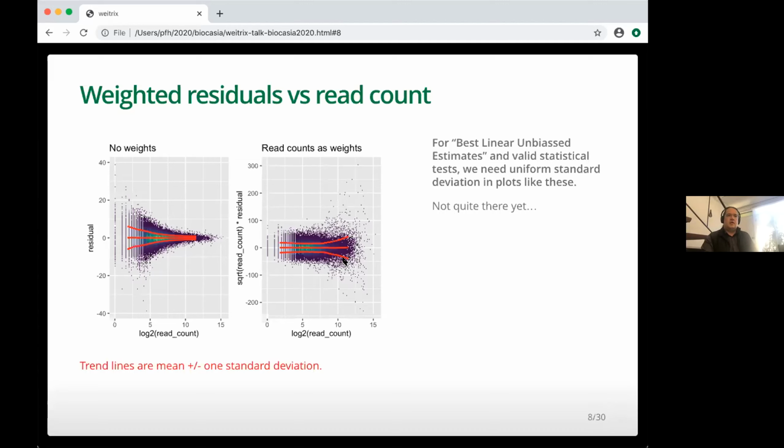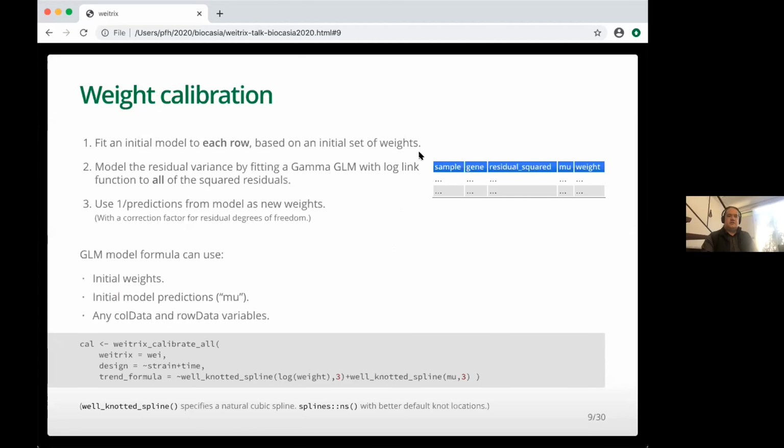So what can we do about that? We've got an initial set of residuals. I'm going to put them all into a big long form table. And what I'm going to do is make a model of the squared residuals based on various things.